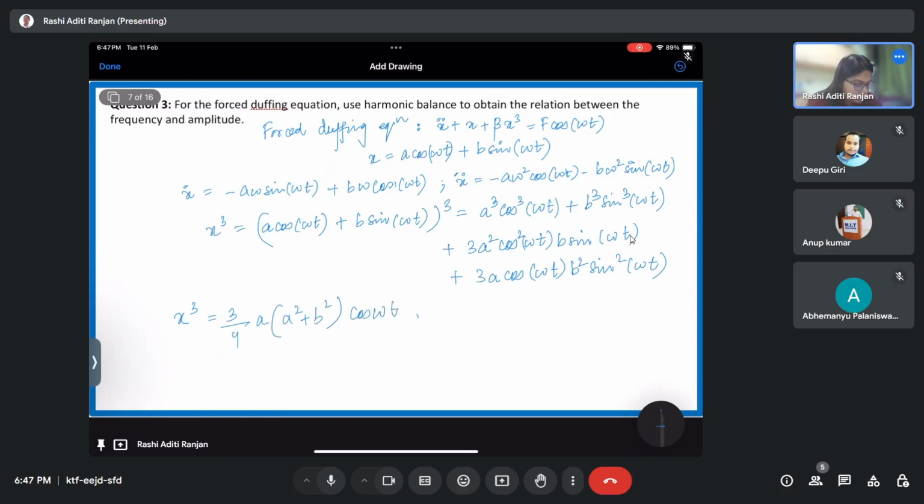So we'll get something like cos omega t plus 3 by 4 b a square plus b square. We are going to get the higher order terms, but we have assumed that my solution is periodic and of the a cos omega t plus b sin omega t type. We are not considering the higher harmonics as of now, so we are neglecting the higher order terms. Now we have the expressions for x dot, x cube, and x double dot.